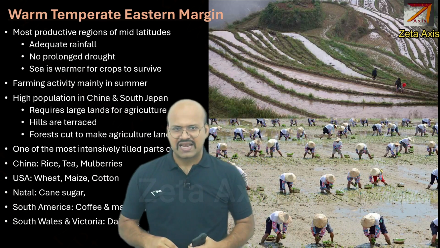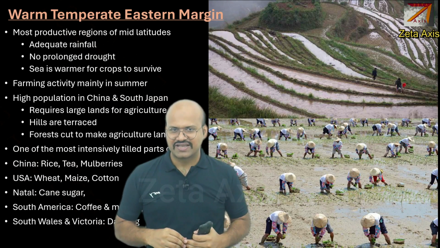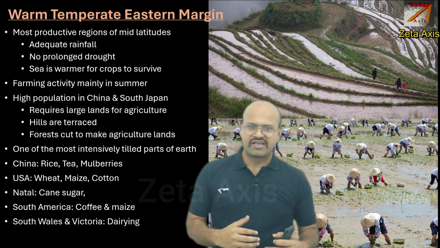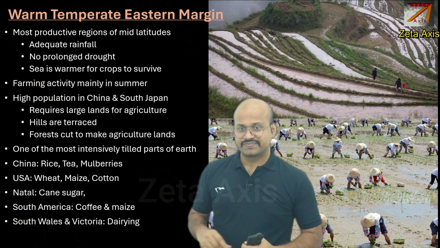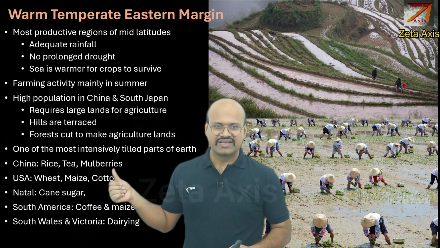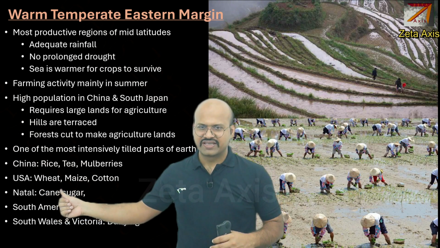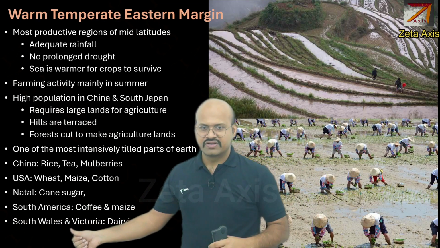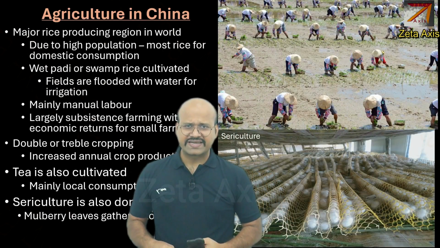Here you will see that large-scale farming occurs and it is because of high population density. You will see that even very small areas are tilled and that forests, hills, even the higher regions of the highlands are also used for agricultural produce. In China, rice, tea and mulberries are the most important produce. Mulberries are used for sericulture, that is silk farming. In USA we have wheat, maize, corn. In Natal we have cane sugar. In South America, coffee and maize are the major produce. In Australia we have dairying. So let's see agriculture in China.